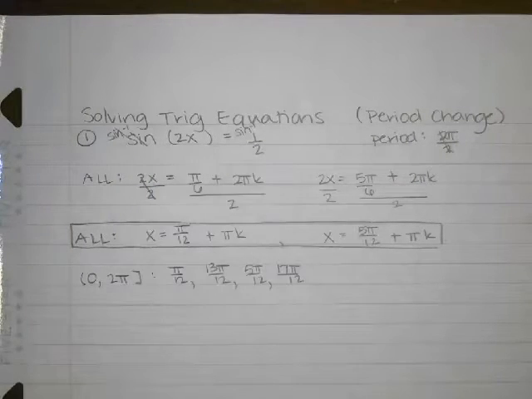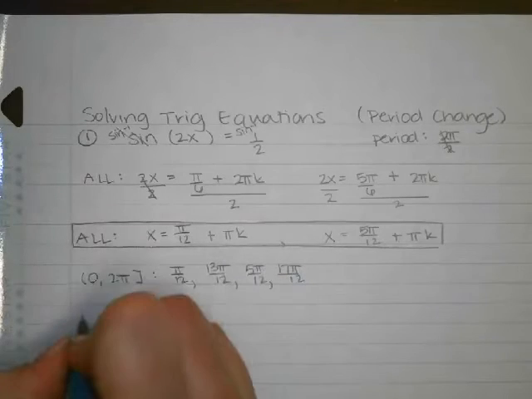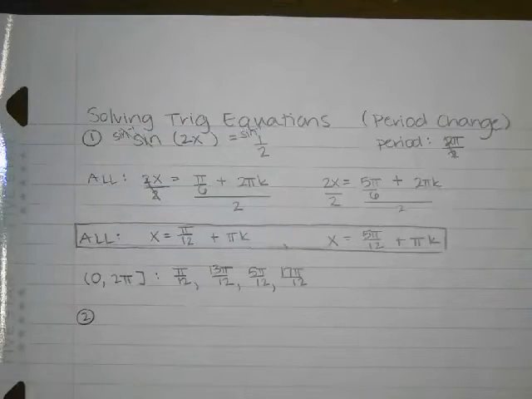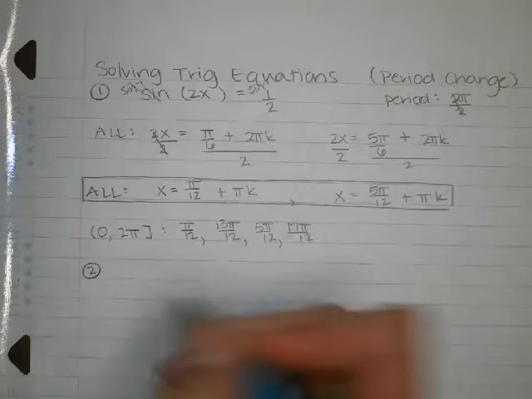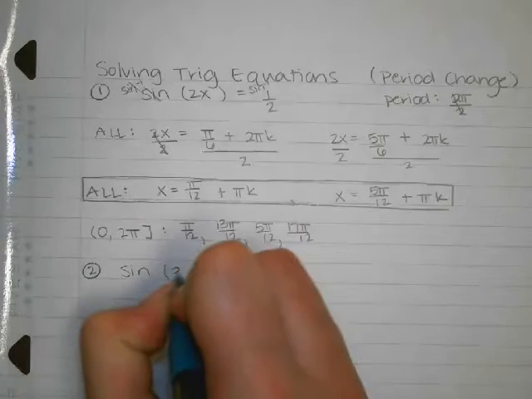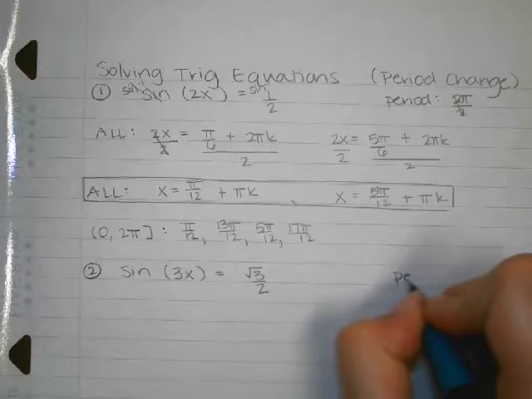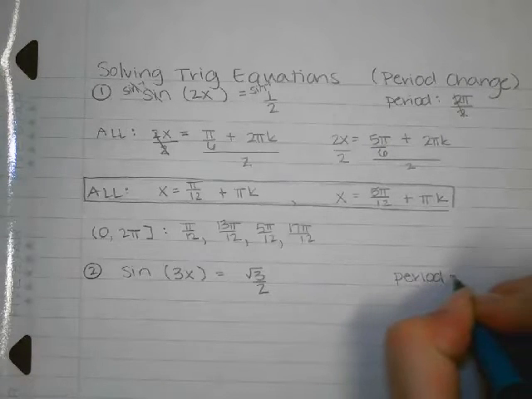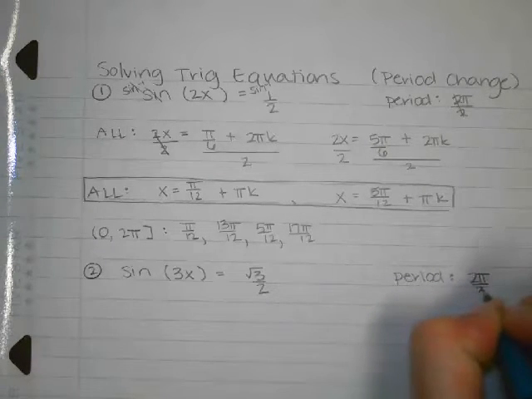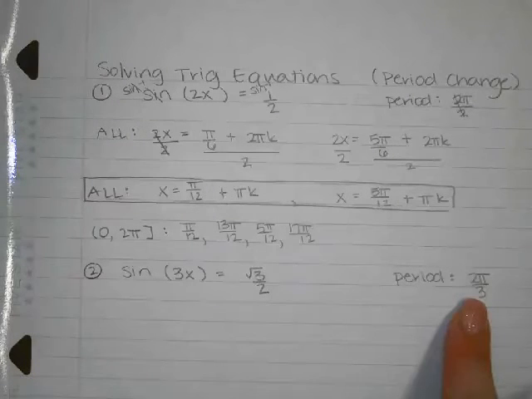Okay. So let's go ahead and do another problem like that to make sure that it makes sense. So this time I'm going to say that sine of 3x equals root 3 over 2. So if I think about the period of the graph this time, it would be 2 pi thirds. And so that means that instead of having two answers for the first pi and two answers for the second pi, I'm going to have two answers for the first 2 pi thirds, two answers for the second 2 pi thirds, and then two answers for the third 2 pi thirds.